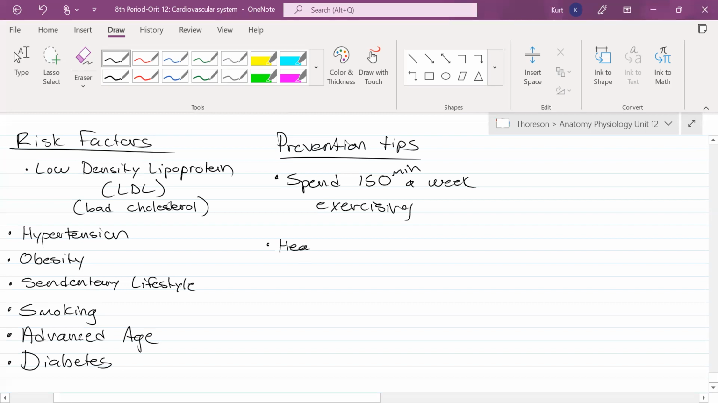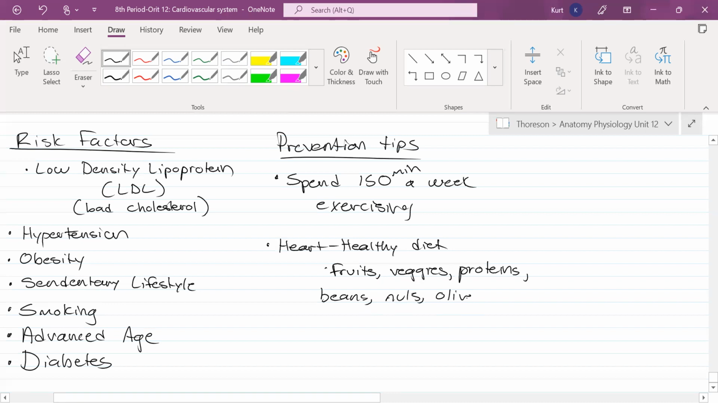Heart healthy diet. Fruits, veggies, proteins, especially fish. Fish is really good for you. If you don't like fish, take some fish oil supplements. Beans, nuts, olive oil. Avoid red meat because of all the saturated fat.